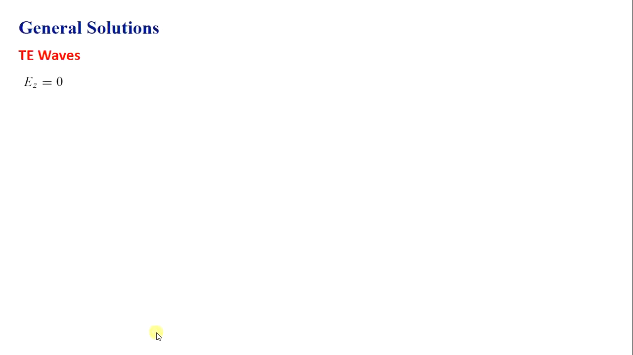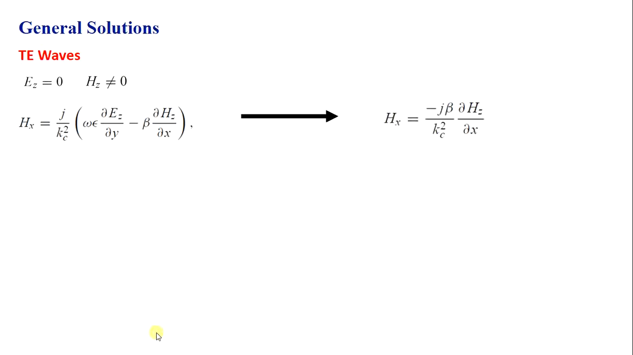For TE waves, we know Ez equal to 0 and Hz is not equal to 0. That is, the longitudinal magnetic component is not equal to 0, while the longitudinal electric component is equal to 0. Now we have this equation of Hx from the previous discussion. If we put Ez equal to 0, we get Hx equal to minus j beta upon kc square ∂Hz/∂x.